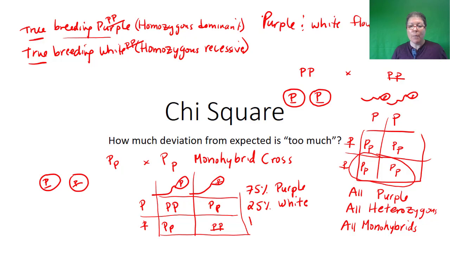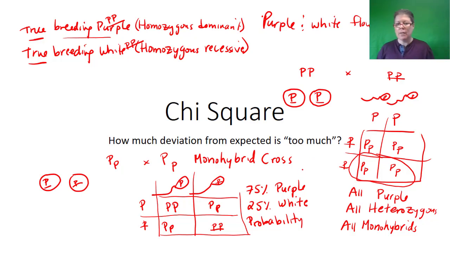Now this is the probability. So every time you look at an offspring of these individuals, when they cross, there's a 25% chance that offspring is going to be white. There's a 75% chance that offspring is going to be purple. So this is all about probability.